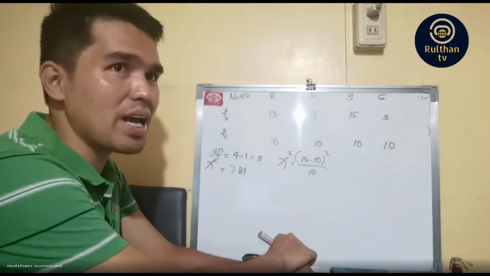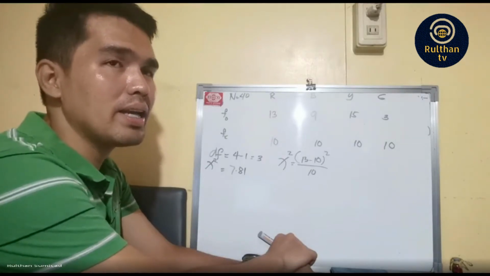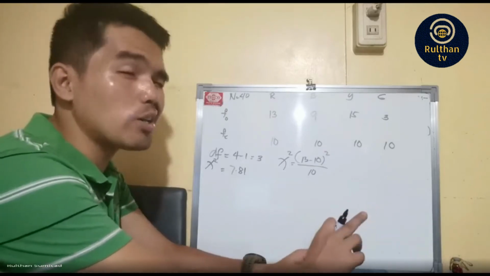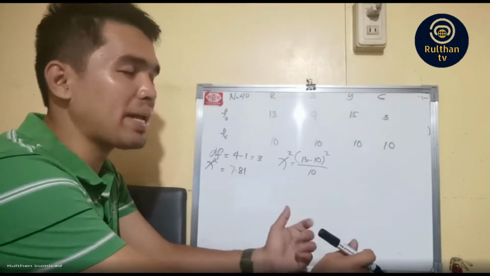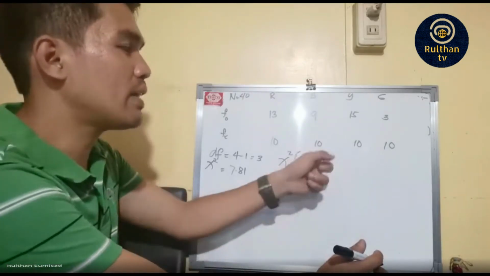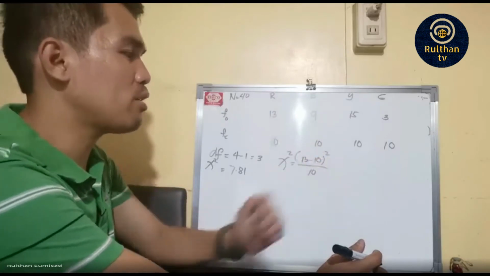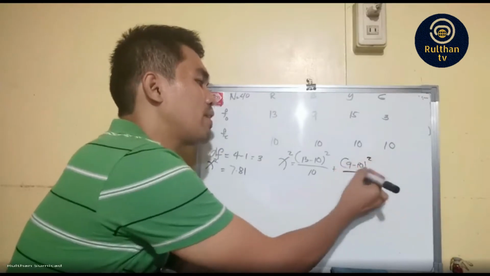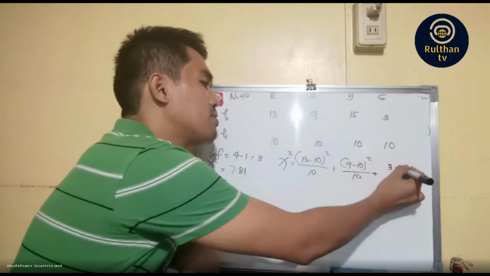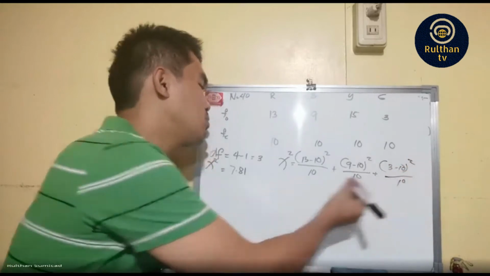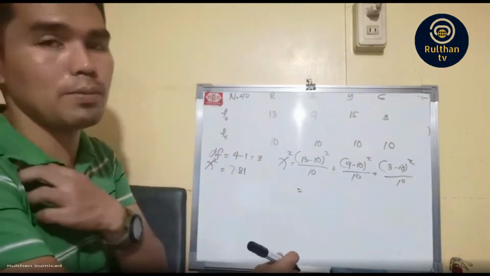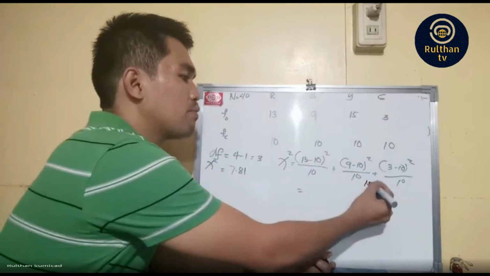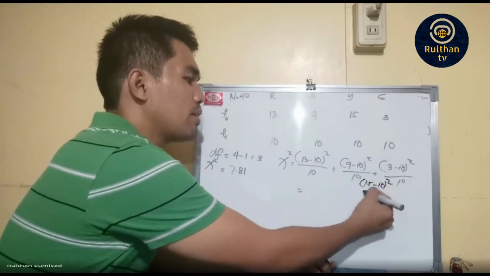Only when there is an instruction to adjust the result, so we can minimize the error, will we apply the Yates correction, which is subtracting 0.5 from the numerator, plus (9 minus 10) squared divided by 10, plus (3 minus 10) squared divided by 10. What is our computed chi-square value? I forgot one. It should be this plus (15 minus 10) squared divided by 10.